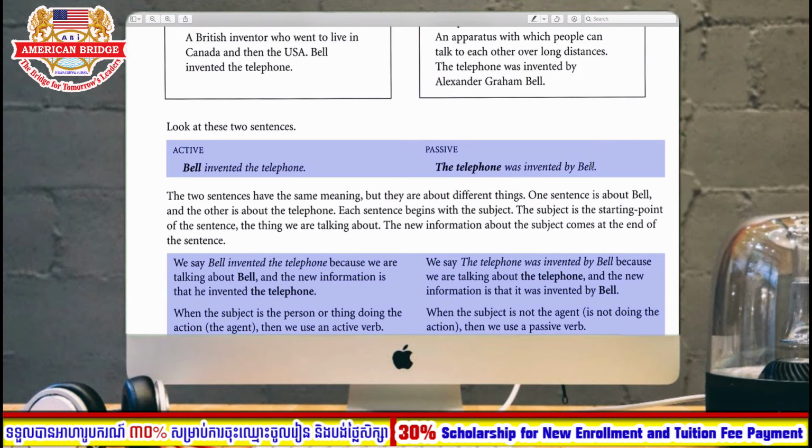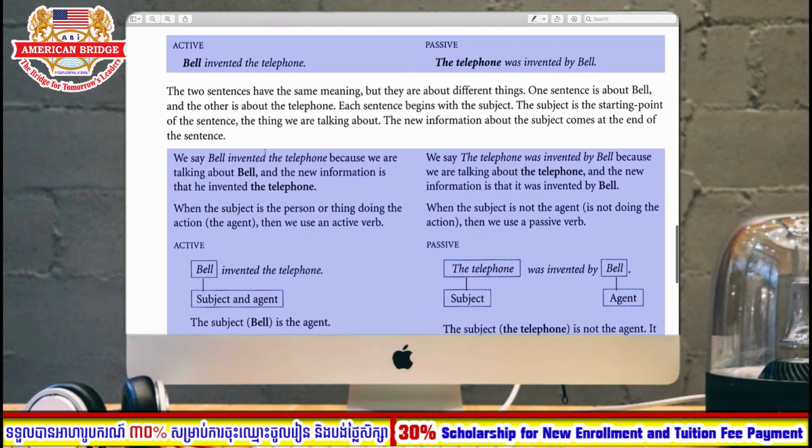So if you look at the two sentences here, "Bell invented the telephone," or "the telephone was invented by Bell," the difference between active and passive form is the focus. If you use the active form, you focus on the people who perform the action. On the other hand, if you use the passive, you don't care who does the action, but you want to emphasize who receives the action, okay? So we say "Bell invented the telephone" because we are talking about Bell, and the new information is that he invented the phone. So the important person here is Bell.